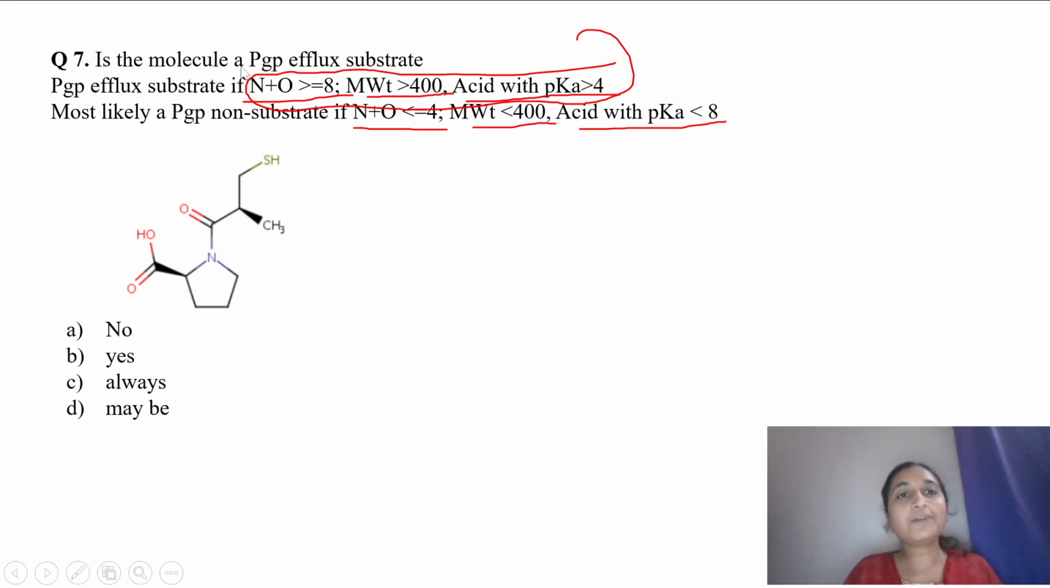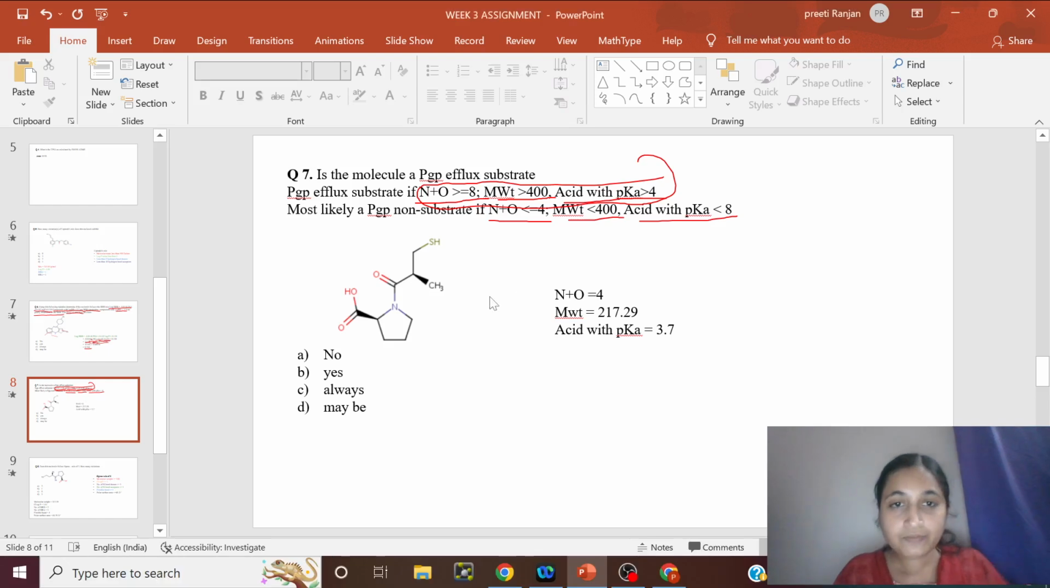Question 7. Is the molecule a PGP efflux substrate? PGP, like P glycoprotein efflux substrate, if N plus O is greater than or equal to 8, molecular weight greater than 400 and acid with pKa greater than 4. Most likely a P glycoprotein non-substrate if N plus O is smaller than or equal to 4 and molecular weight smaller than 400 and acid with pKa smaller than 8. So we have checked this in Swiss ADME.